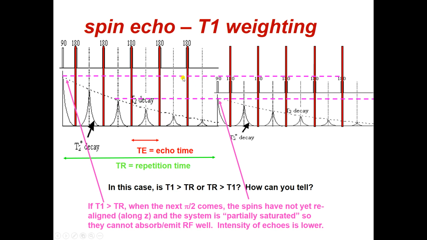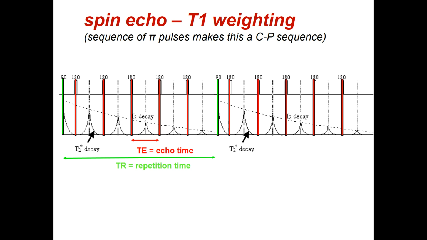Here's what it was after the second pi by 2 pulse. Here's what it was after the first pi by 2 pulse. In this case, T1 was probably longer or greater than the repetition time, because when the next pi by 2 pulse came along, the spins have not yet had a chance to realign along Z. So we say that this is a situation of saturation, or it's partially saturated. When they're saturated, they do not interact with the RF field well. And when that happens, the intensity of those echoes has to be lower.